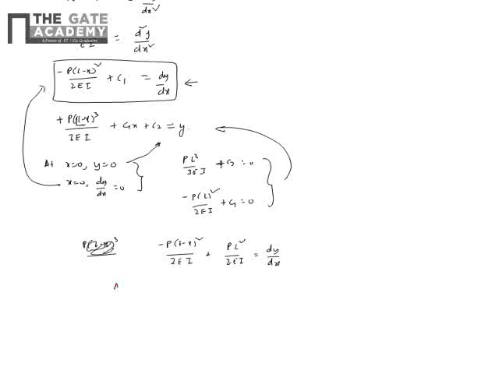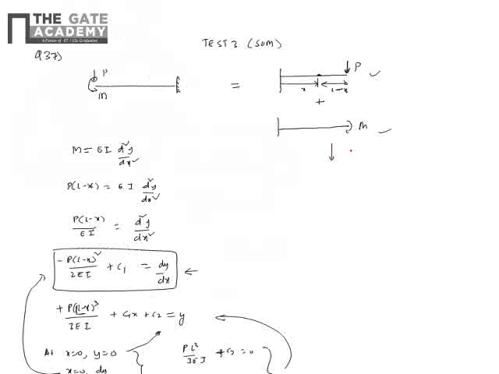So at the free end, that is at x equal to L, this term will be 0, and the slope will be PL square by 2EI. So this is my slope only when the load is applied. Okay, now let's do the same exercise for the moment.